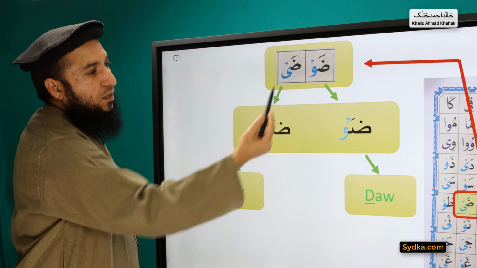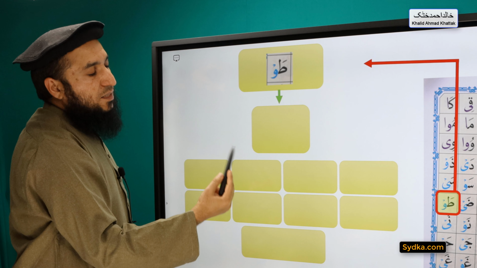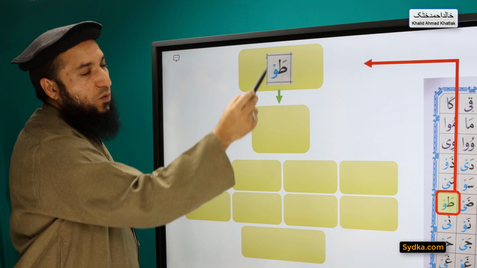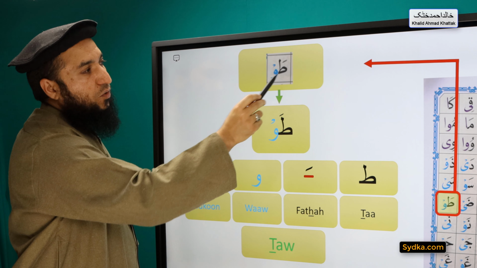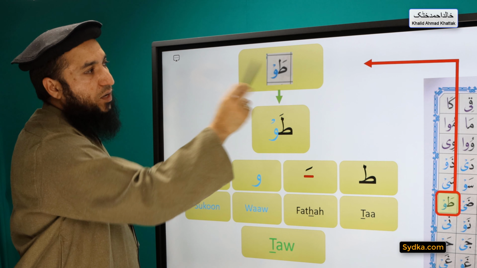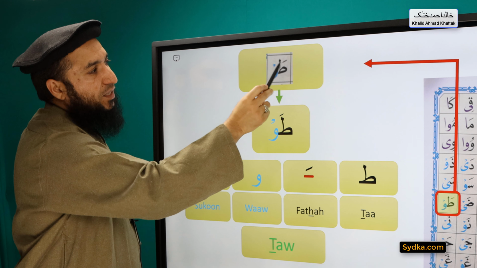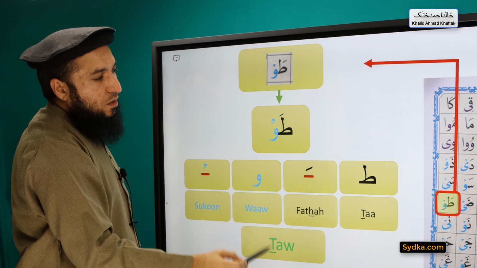Daw, Doy. Daw, Doy. The next syllable we have is Ta, Fatha, Waw, Sukoon, Taw. Ta is a heavy letter, it has Fatha on top of it, it is followed by Waw, and Waw has a Sukoon. Ta, Fatha, Waw, Sukoon, Taw.